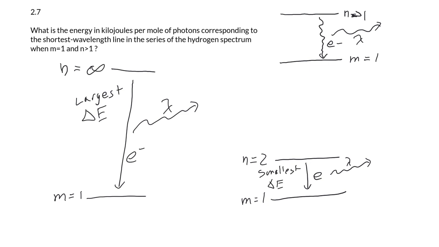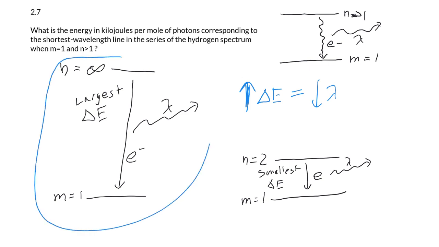So the question we have to ask ourselves now is, which of these two extreme possibilities is going to generate the shortest wavelength? What is the relationship between wavelength and energy? Well, they're inversely related. The greater the energy, the smaller the wavelength. So since we're wanting the shortest wavelength, we're wanting the largest energy difference. And that's going to be when n is equal to infinity. So far, so good?